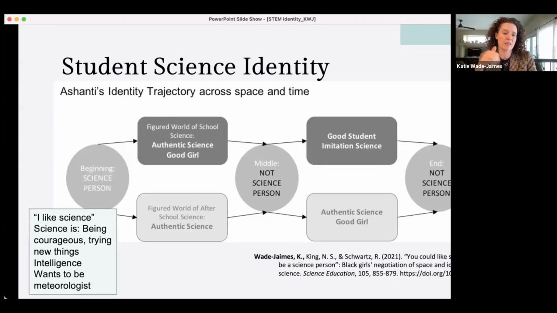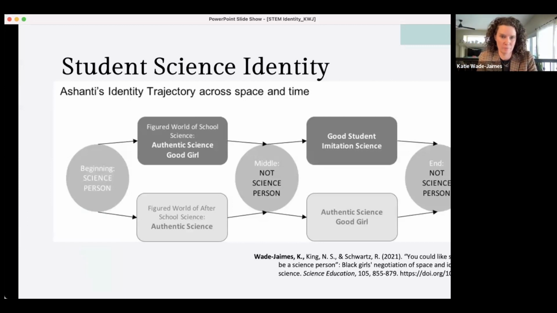She talked about science as being courageous, trying new things. She did say you had to be smart, and she saw herself as being very smart, so that was very self-serving. And she wanted to be a meteorologist, and she saw that as clearly an indication that she was a science person. Over the fall semester, she was engaging in school science as well as after school science. And in both spaces, she was working really hard to gain recognition and to perform this authentic science identity.